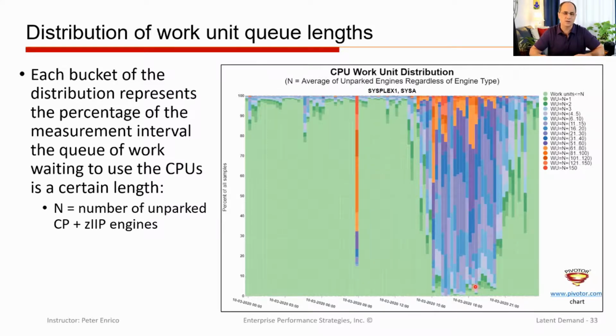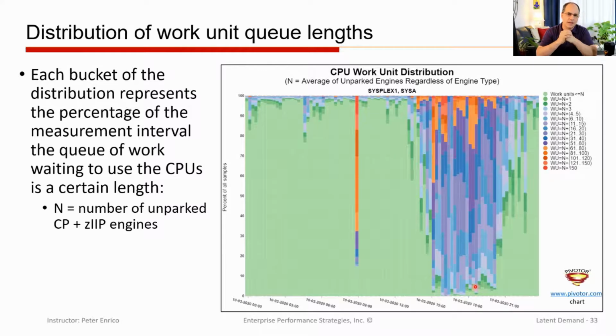Now, this particular chart, the RMF and the CMF data, is based on the number of online, unparked CP and zIIP engines. It's unfortunate the data gatherers can't separate the CP work away from the zIIP work, but that's just the way it is. So we say to ourselves, what's unhealthy latent demand?